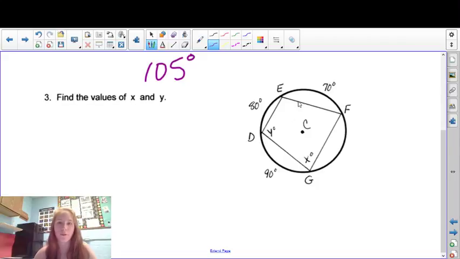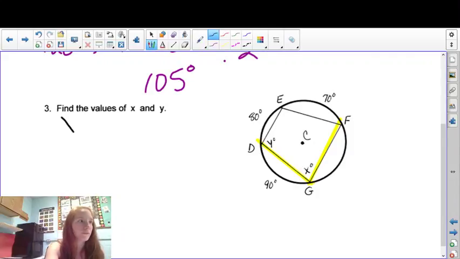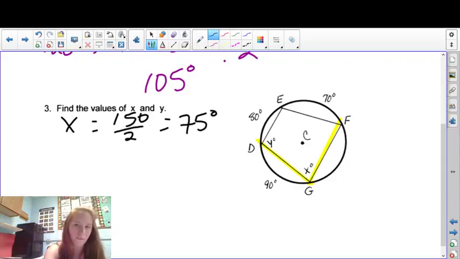Problem 3, we're going to use the following picture. And again, I'm going to get some highlighters out so I can see. So I'm going to go after X first. So angle X is here. And it is created from this big giant arc. So I need to take 80 and 70 and add those together and I get 150 again. And then again, it's half the size, so it's 75 degrees.